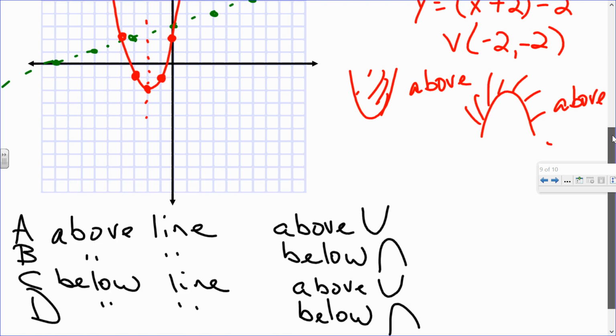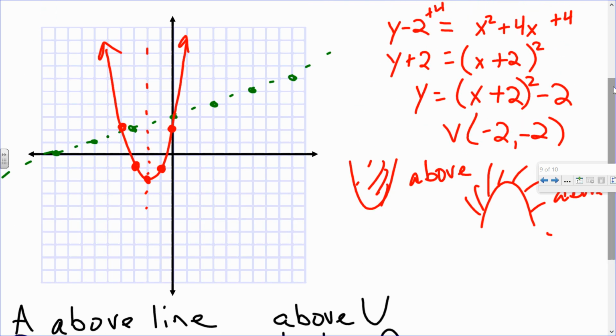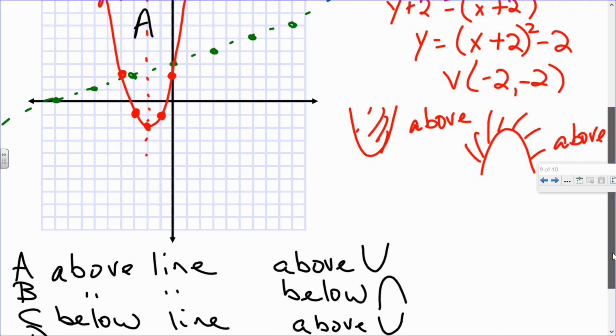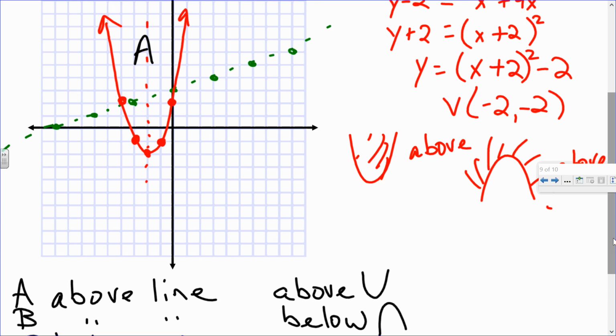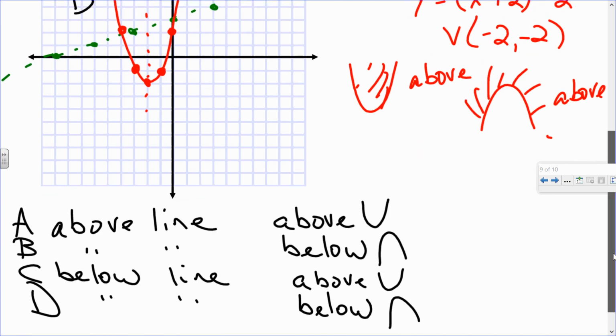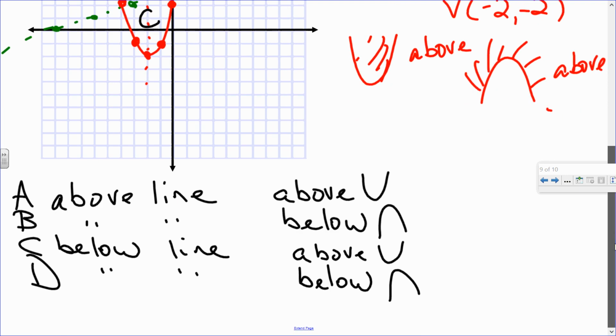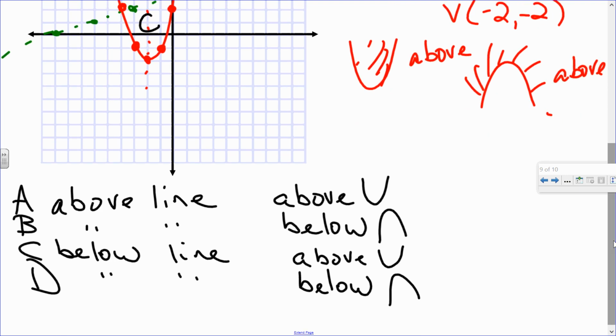Above the line and above the parabola, that's going to be this part in here. Above the line and below or outside the parabola, that's kind of tricky. That part is split into 2 sections. Below the line and above the parabola, that's going to be this little piece in here. And below the line and below the parabola is all of this out here.